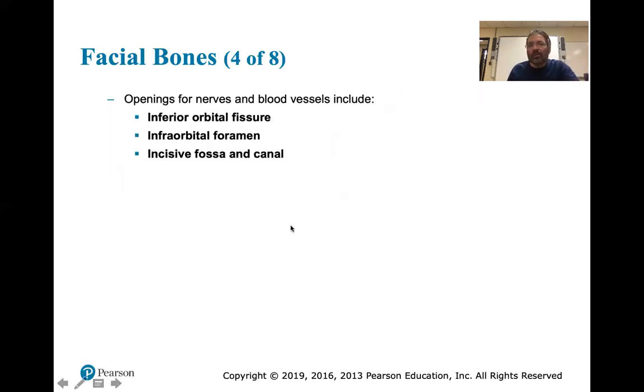Right. Openings for nerve and blood vessels, and we'll see a picture of that from the, we'll be viewing it from inferior to superior on the palate. And there you'll start looking and seeing some of these openings. All right. Inferior orbital fissure, that should be easy to figure out. Infraorbital foramen, and then incisive fossa and canal. So where are your incisors? Think about that for a second, right?